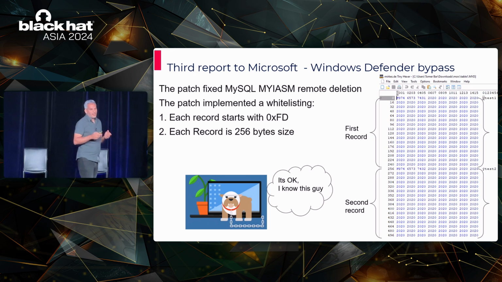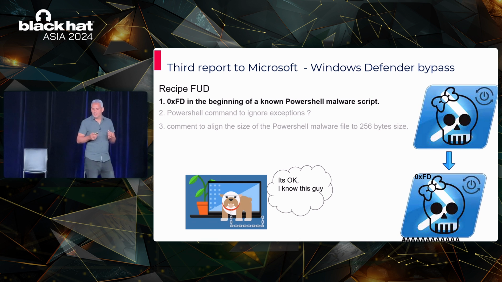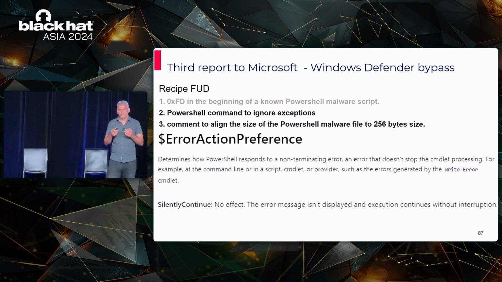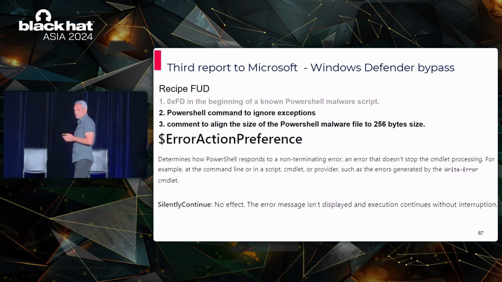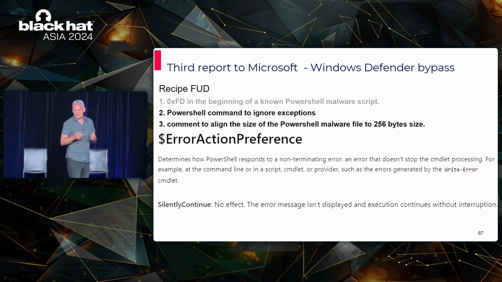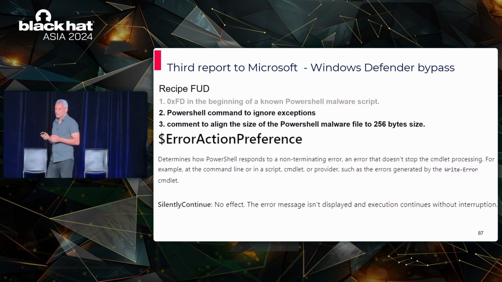We know that PE files must start with the MZ header magic to work, right? So we focused on scripts. We tried to add the FD byte to the beginning of the script, but it's, of course, not a legit script command. So we looked for a solution, and we found a PowerShell command called ErrorActionPreference with a possible value of SilentlyContinue, which means no effect. The error message is not displayed, and execution continues without interruption. This is exactly what we waited for.